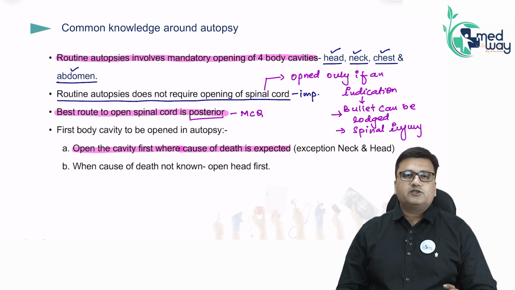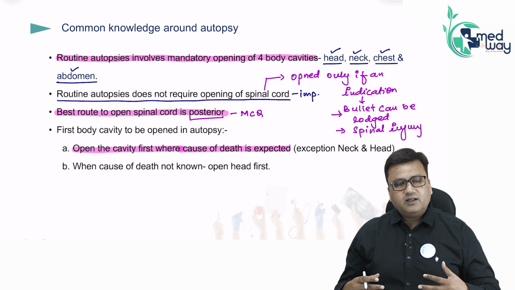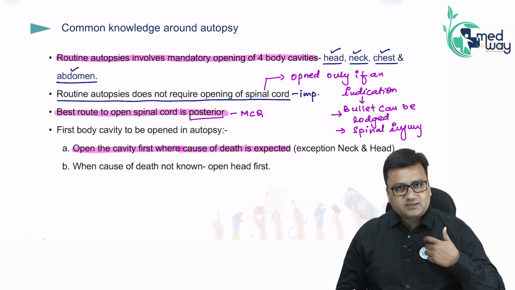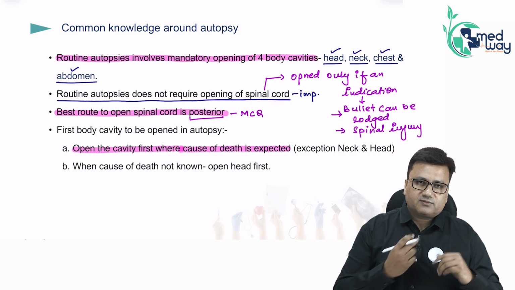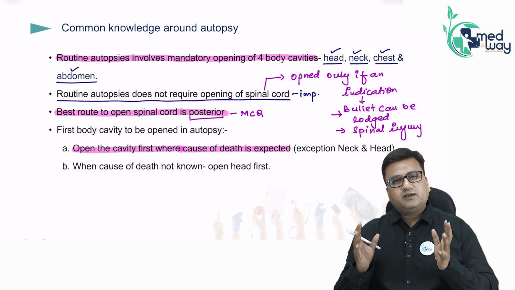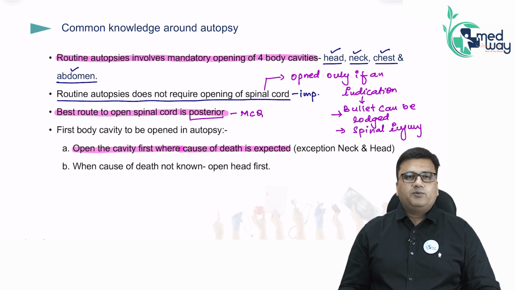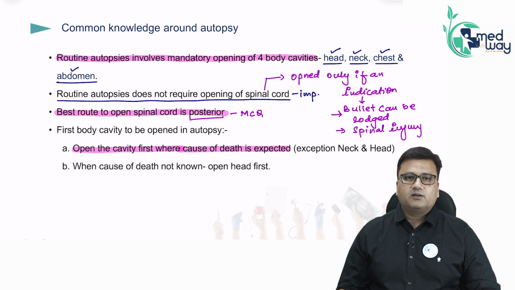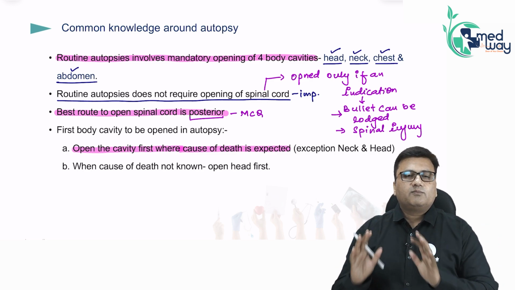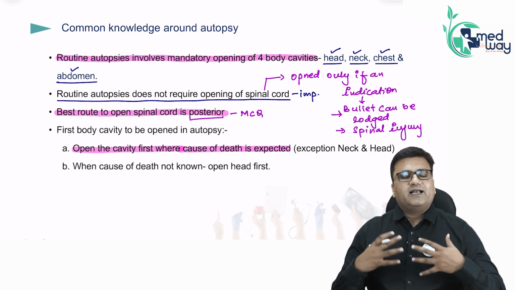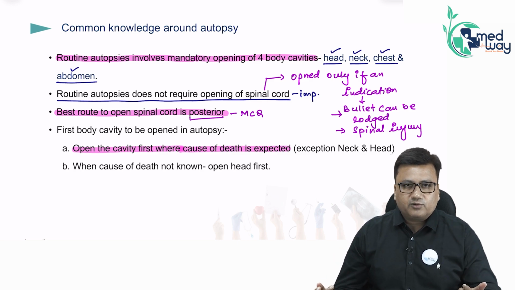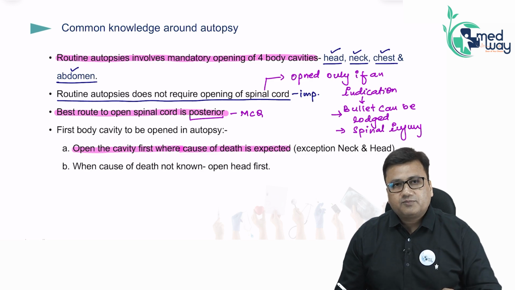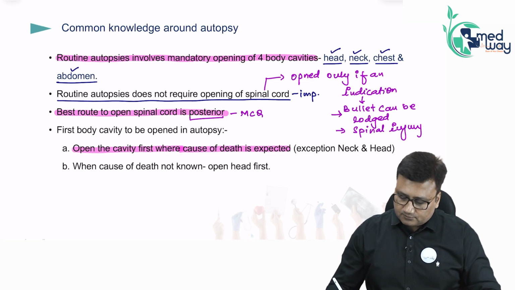So, if we are inspecting a dead body exteriorly and we know that there is a bullet penetration in the chest, then open the chest first. If we are inspecting the body exteriorly and we can see that there are multiple stab injuries in the abdomen, then open the abdomen first, because that is where we are expecting the cause of death to be found. So, this is the basic thumb rule, but it has an exception.